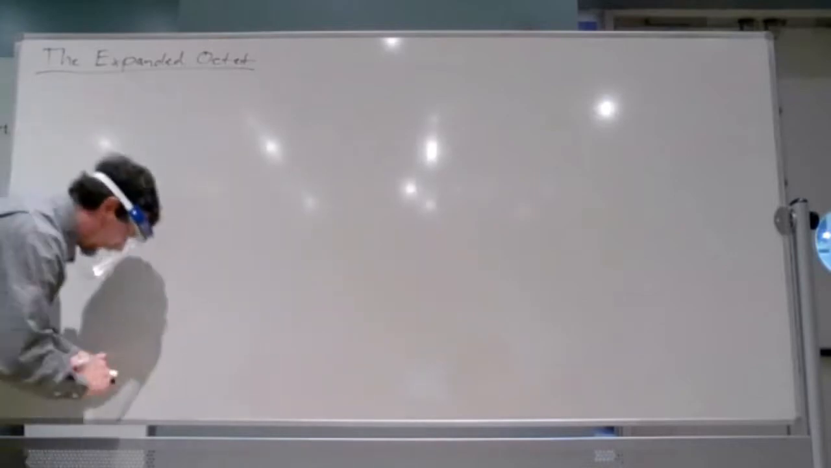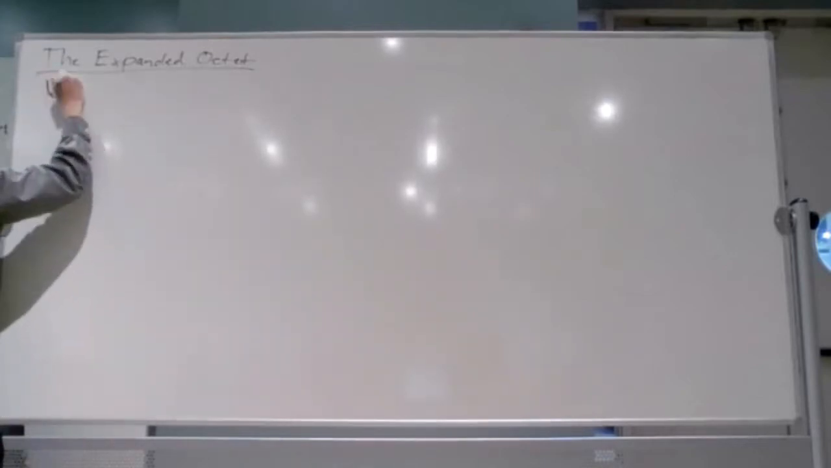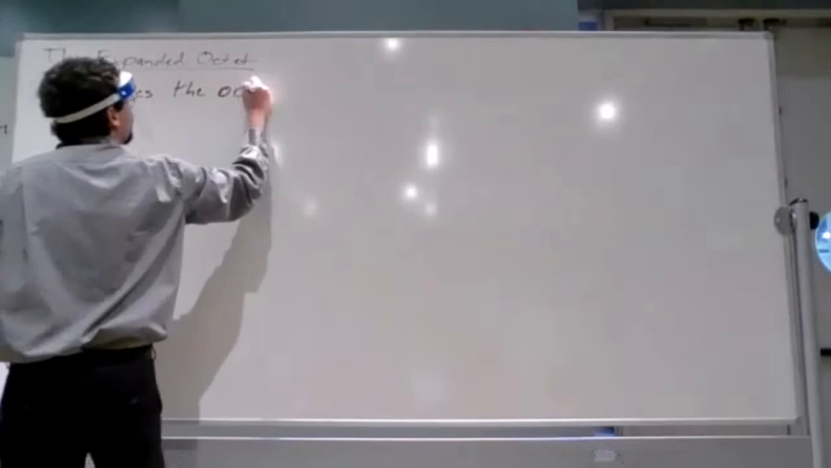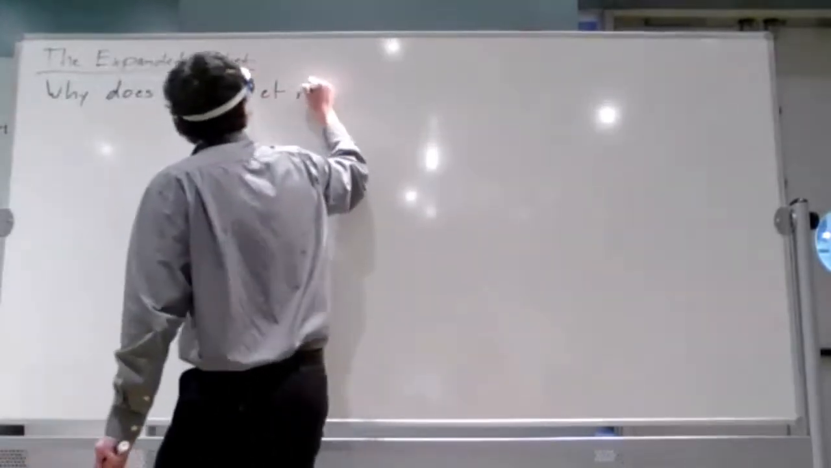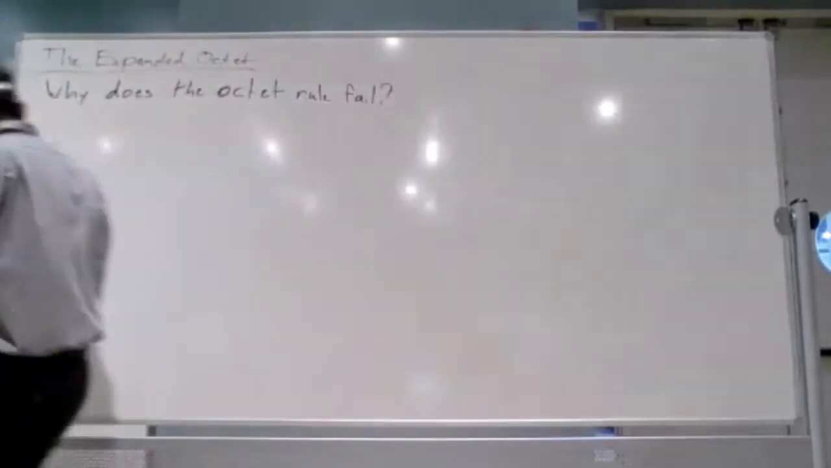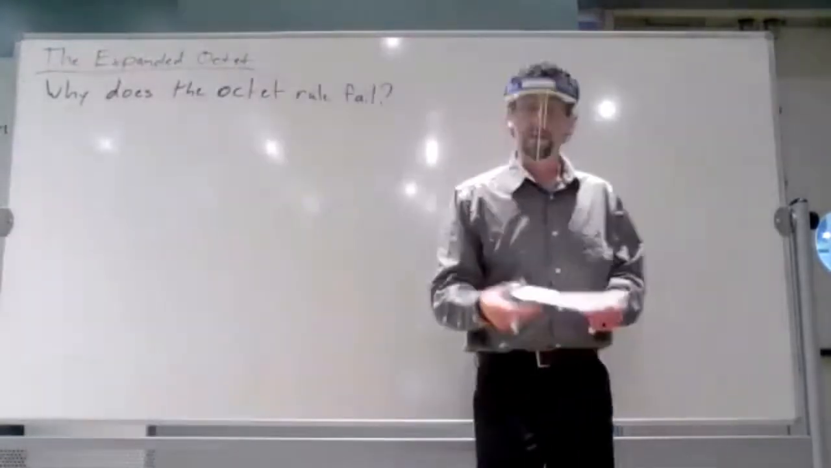Okay, so we're going to ask ourselves the question, why does the octet rule fail? So how can something take on more than 8 valence electrons? And to understand this, we have to jump back to quantum numbers.